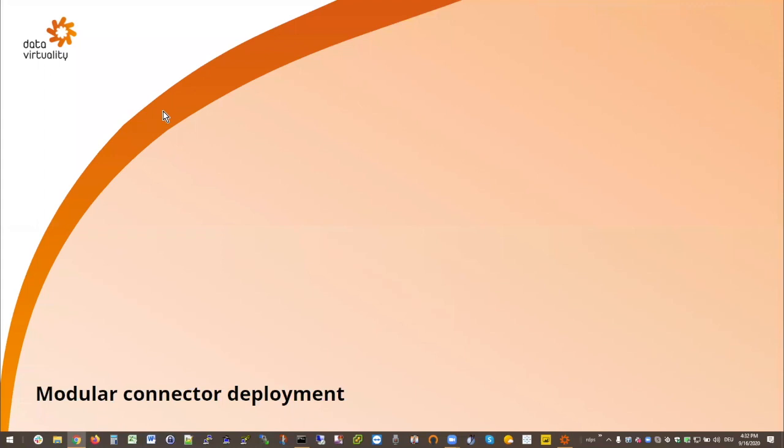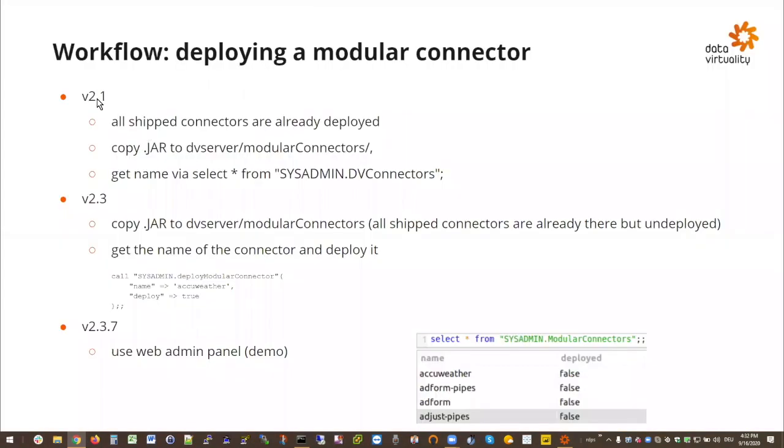All right, deployment. So how would I deploy a connector? That's another word for installing the connector, more or less. So there's a difference between the Data Virtuality versions. When we introduced this, all the shipped modular connectors are already deployed. So they are installed. If you have a new one or have an update, you can just copy this jar to your DV server deployments.